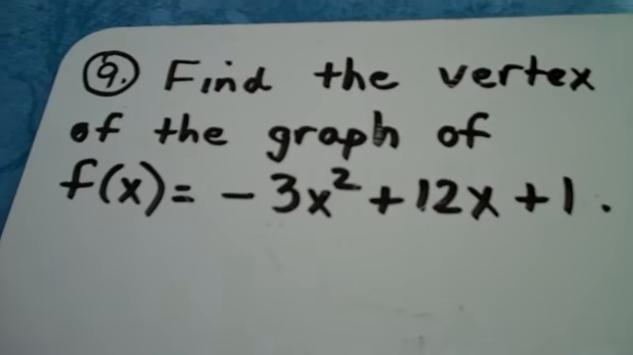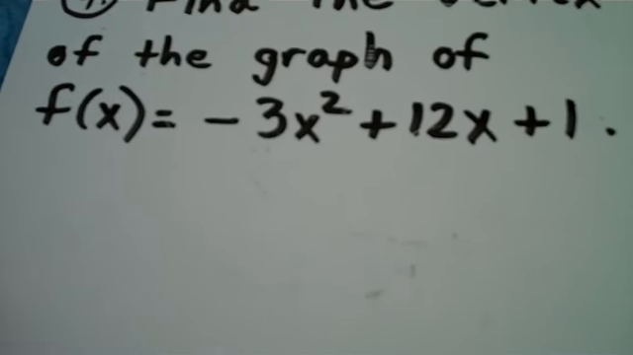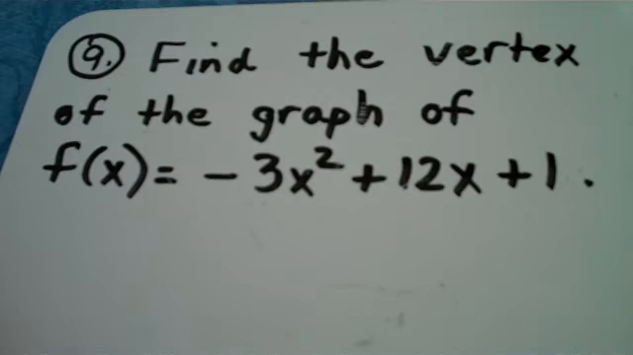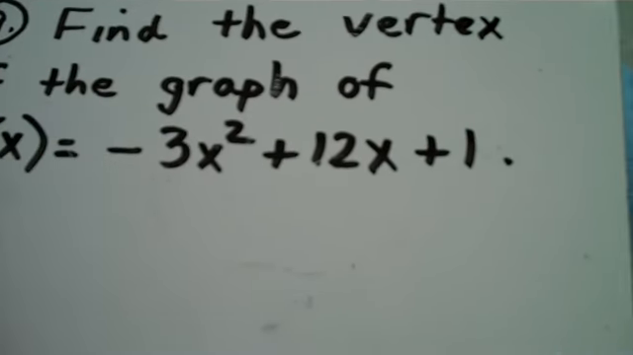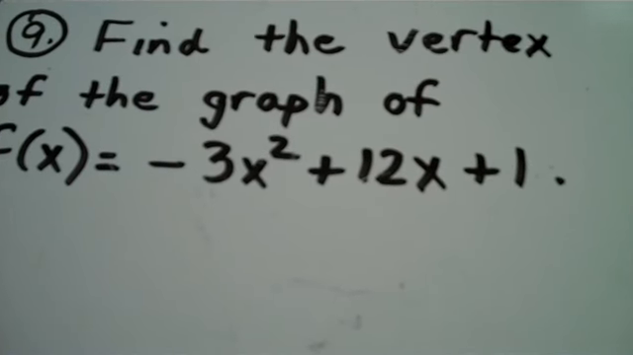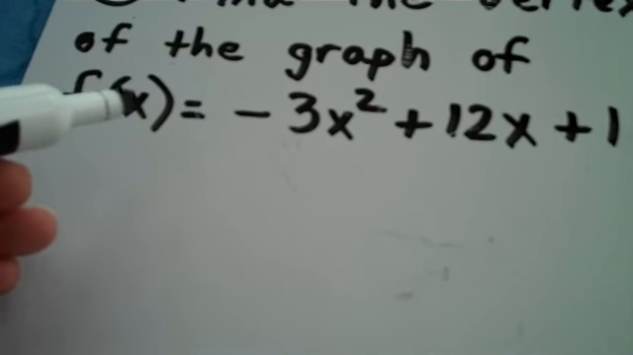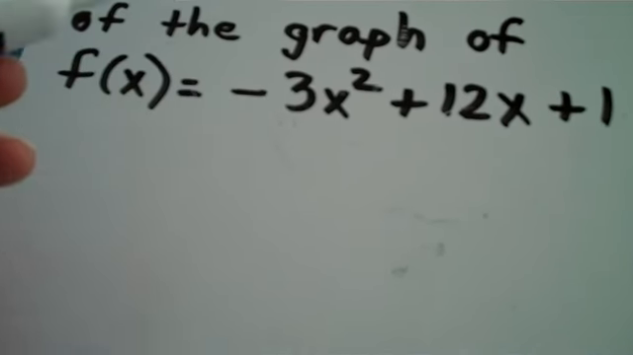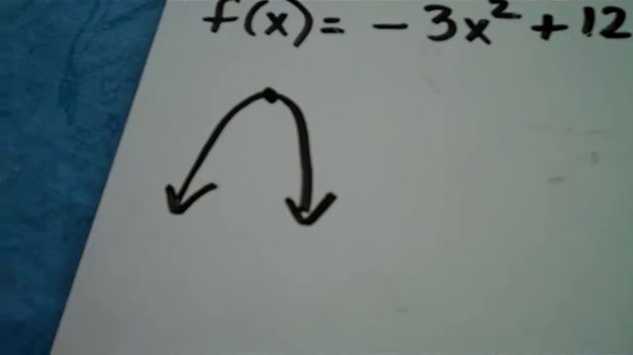Okay, we're going to find the vertex of the graph of the function f(x) = -3x² + 12x + 1. Now, by this point in the course, you know a function that is quadratic, meaning degree 2, is a parabola. When the leading coefficient of a quadratic function is negative, that means this parabola opens down. Now, by no means am I drawing an accurate graph here, but what we're looking for is the vertex.